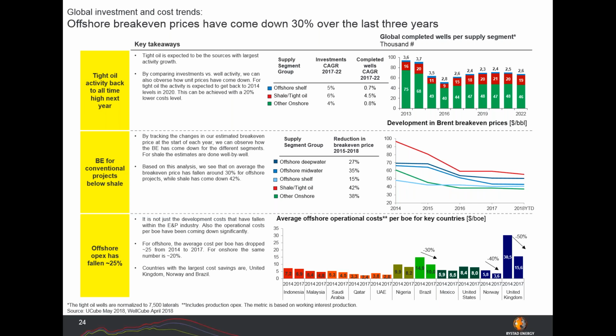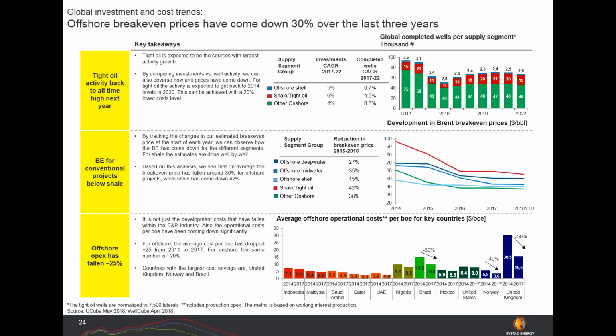By 2019, it reaches the same activity level as we saw back in 2014, completion of around 20,000 wells per year. At the same time, as we saw on the previous slide, total investments in 2020 are not reaching the levels of 2014. Therefore, by comparing investments to activity levels, we observe how unit prices have come down. For shale, the decrease is around 20%, as the same activity level as in 2014 can now be achieved with 20% lower capex.